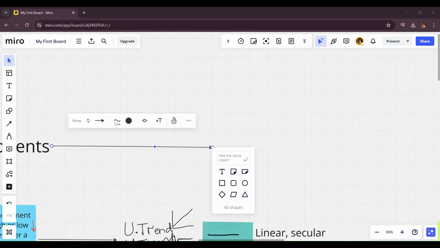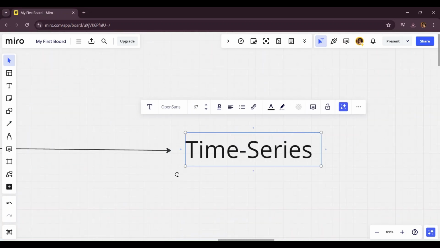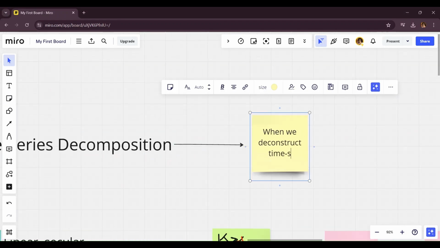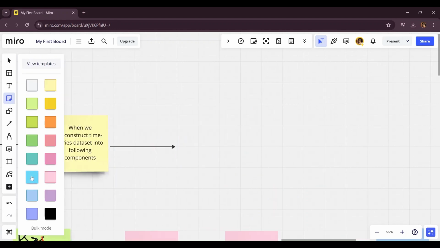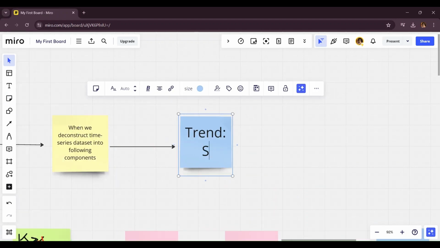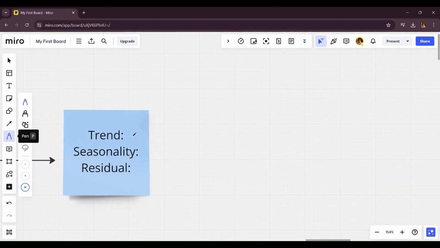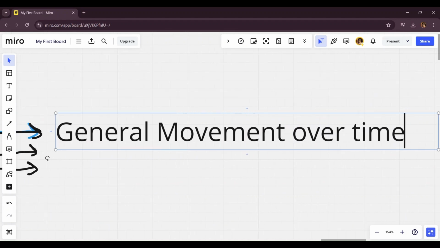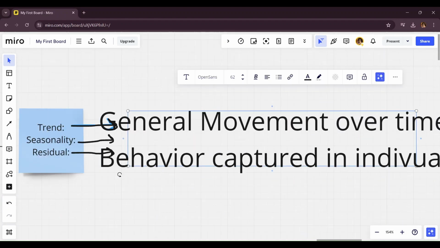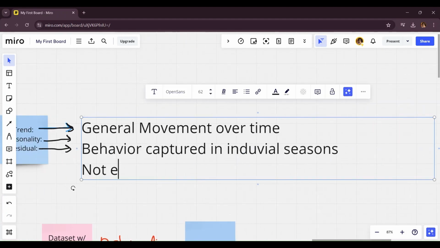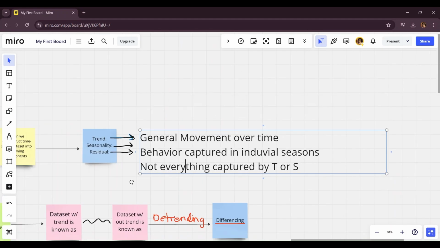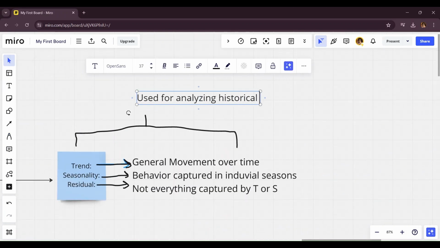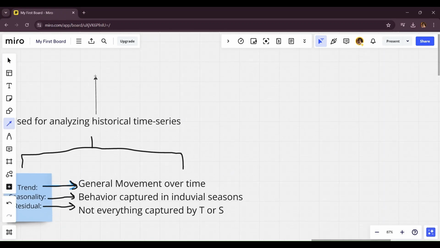We have one more topic to discuss, which is known as time series decomposition. It is when we deconstruct a time series dataset into the following components: trend, seasonality, and residual. Let's find out the definition. Trend is general movement over time. Seasonality is behavior captured in individual seasons. And residual is everything not captured by trend or seasonality. This is mainly used for analyzing historical time series datasets.